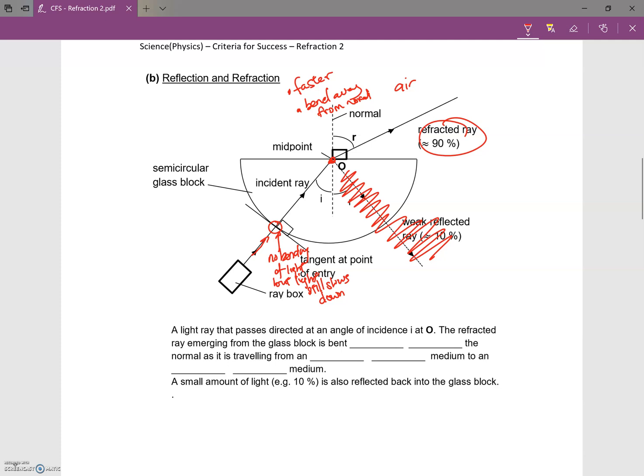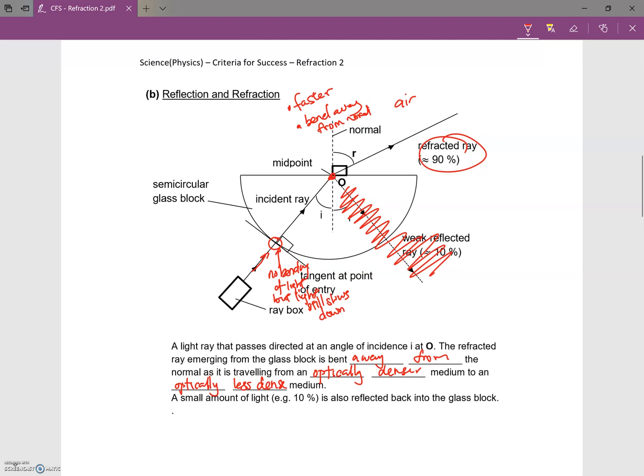A light ray that passes directly at an angle of incidence I at O. Okay, so with the angle of incidence I here, the refracted emerging light ray from the glass block is bent away from the normal as it is traveling from an optically denser medium to an optically less dense medium. Okay, so this is in terms of a normal refraction that I've gone through in worksheet 1.